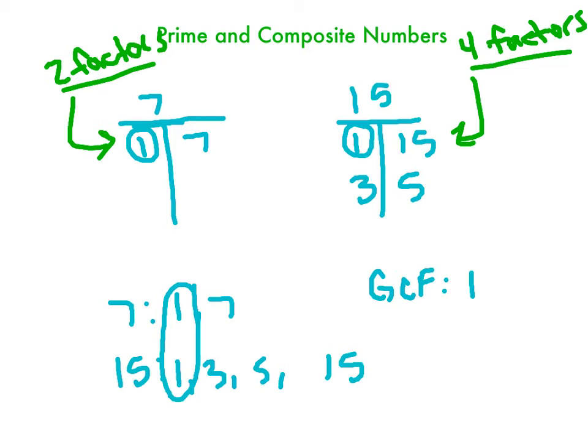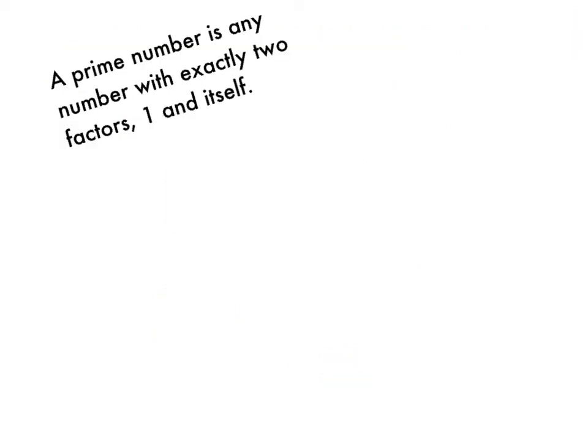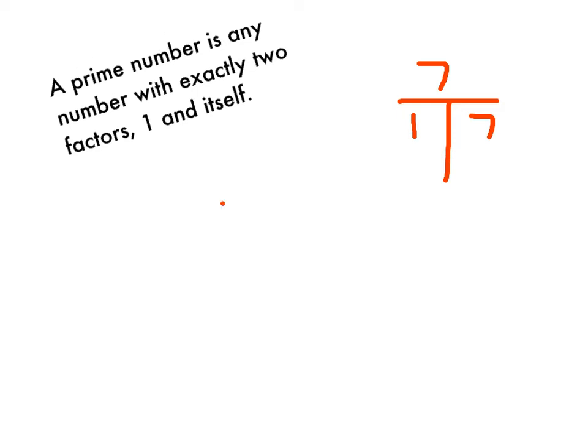A prime number is going to be any number with exactly 2 factors, 1 and itself. So for example, when we were doing 7 a second ago, it's got 2 factors, 1 and 7. What would be another example of a prime number, Miss Mitchell? What about 5? The factors of 5 are going to be 1 and 5, or Miss Mitchell's little listing method, 1 and 5.